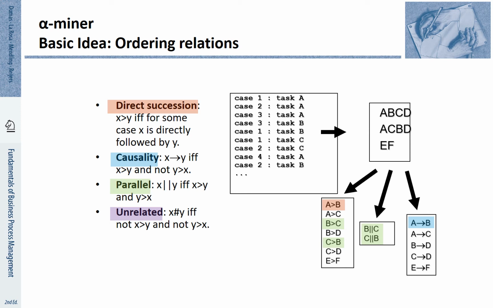Any pair of activities that we never see in any successor relation with one another are in the category of unrelated or exclusive. With the help of these more complex relations, we build a so-called footprint matrix.